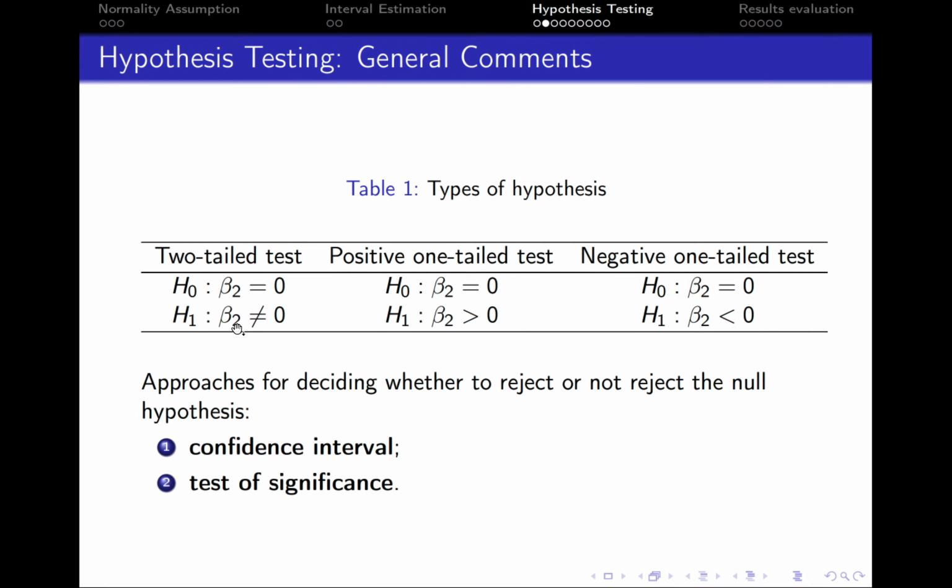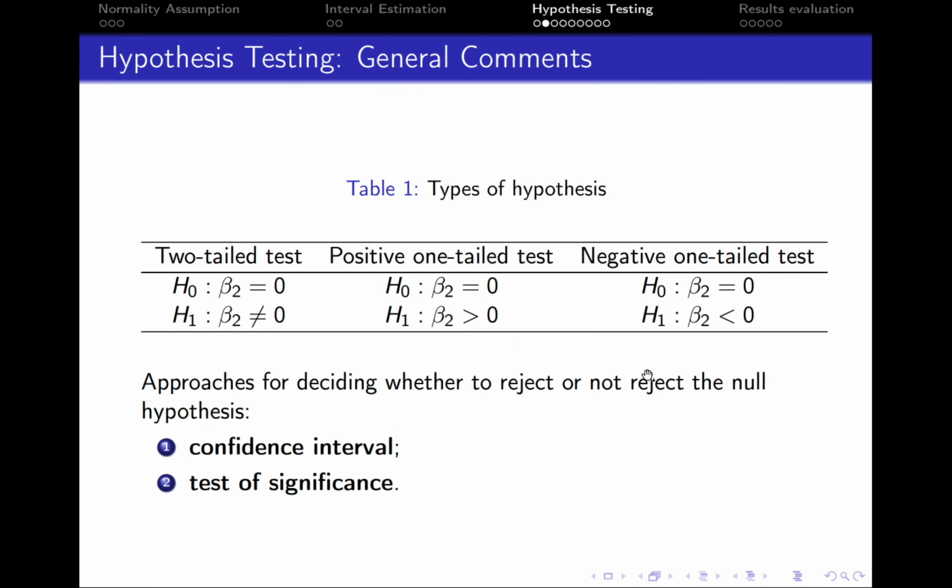So if we look at the two-tailed test, we can see that we will always have the non-equality sign. So beta 2, let's say, or beta 1 is not equal to some value. So this is when we have a two-tailed test. If we have the following signs, that beta 2 is higher than some value or beta 1 is higher than some value, then we have a positive one-tailed test. And if we have some coefficient being lower than some value, then we have a negative one-tailed test, like in this case.